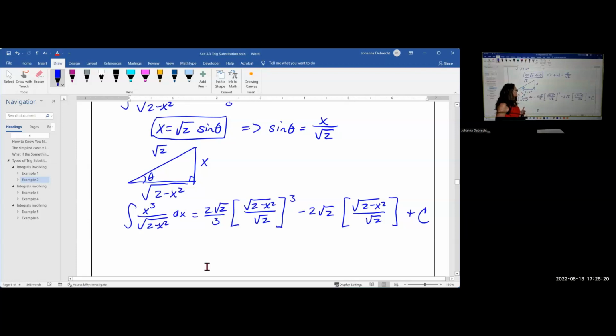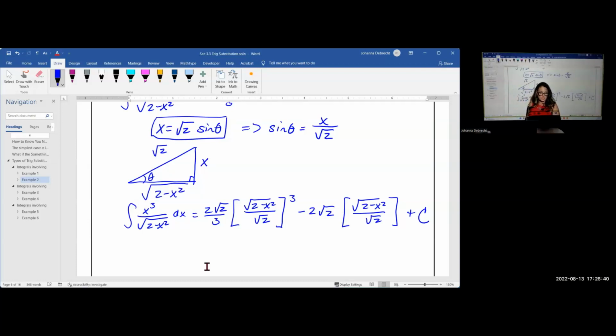Now I can do some simplification that I've got here with cubing things. So this is a square root, which is a 1/2 power. So I could write this to the 3/2 power. And if I cube the square root, I get 2 square root to 2. So I'll get a 1/3.